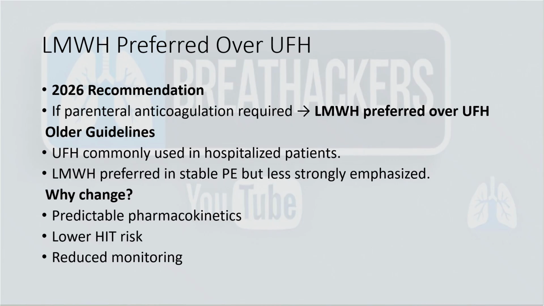So now what they say is that LMWH is preferred over unfractionated heparin. So if you need parenteral anticoagulation, usually from class C, LMWH can be given safely and is preferred over UFH, whereas the earlier guidelines used to say that LMWH has to be given if there is a stable PE and UFH to be given if the patient is hemodynamically unstable and hospitalized. But now, since we have predictable pharmacokinetics of LMWH, lower heparin-induced thrombocytopenia risk and reduced monitoring needed, LMWH is fairly a good gold standard or maybe used in patients beyond category C.